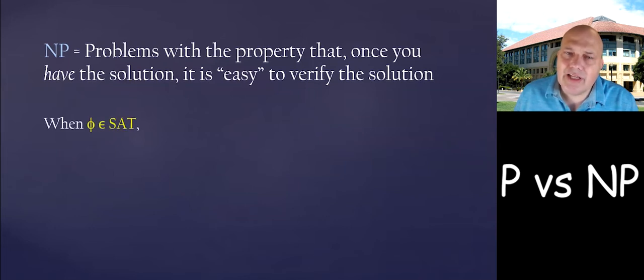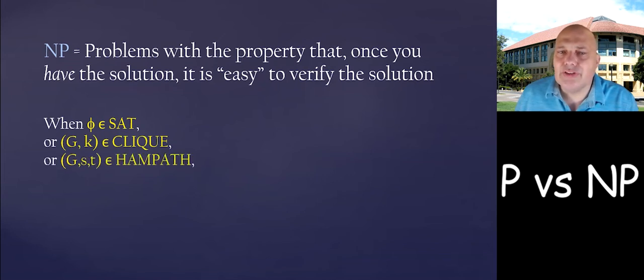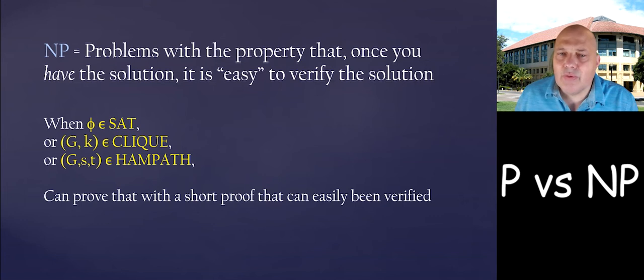When phi is in SAT, or G_K is in Clique, or G_ST is in Hamiltonian path, we can prove with a short proof that this is indeed true, and this can be checked efficiently. A short proof that phi is in SAT is a satisfying assignment, a short proof that G_K is in Clique is the clique, a short proof of G_ST in Hamiltonian path is the path. These are short proofs that can be verified efficiently, verified in polynomial time.